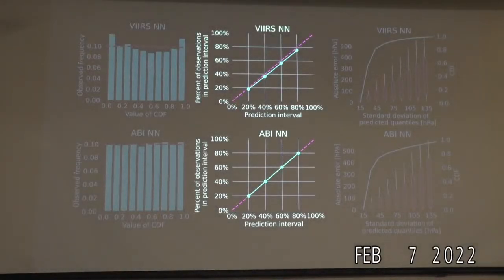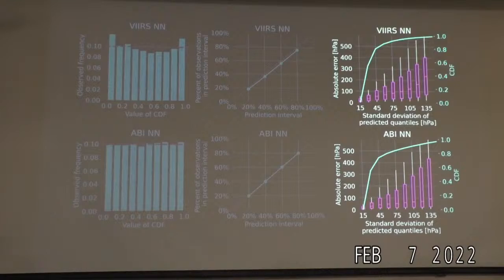I think this information is a little bit more easily shown in this middle plot. The x-axis is the prediction interval, constructed from the predicted quantiles. The 80% prediction interval comes from the 10th and 90th quantiles that we estimate. Ideally, 80% of the observations should fall in the 80% prediction interval, but we see it's more like 76%. So the predicted distributions from VIIRS are too narrow. For ABI, we see around 79.5% of observations fall in the 80% prediction interval. So again, ABI is better calibrated.